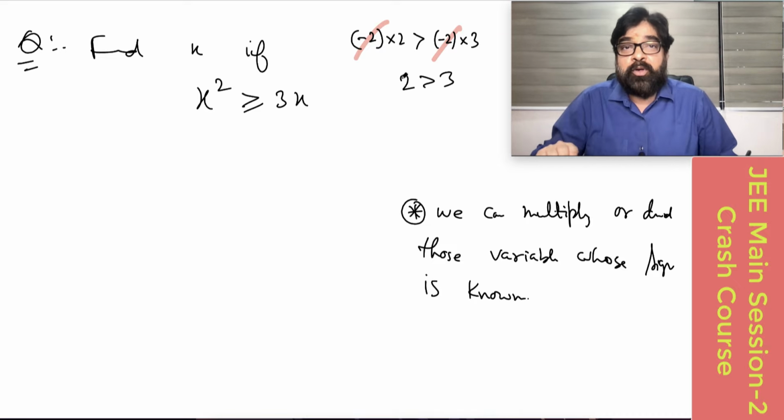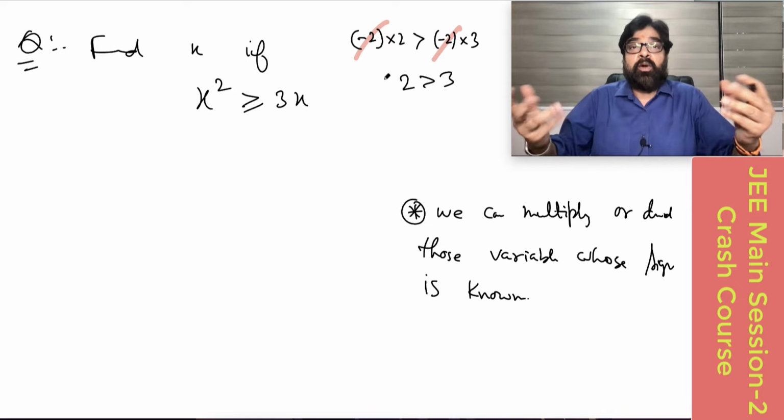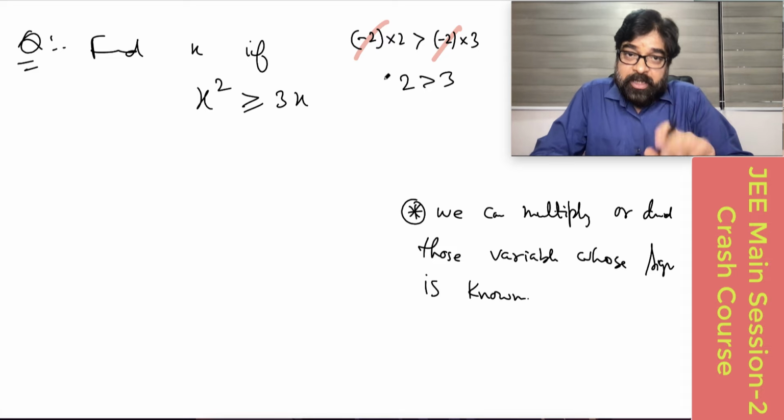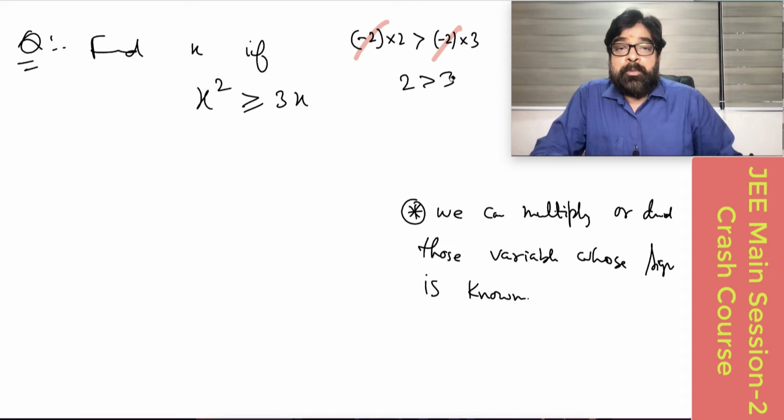So what is the mistake you are doing? You are cancelling a negative quantity. If you are cancelling a negative quantity, the sign of the inequality has to be changed. Do you understand my point? Now, if you want to cancel, you have to change the sign of inequality. Suppose I say 2x greater than 3x.